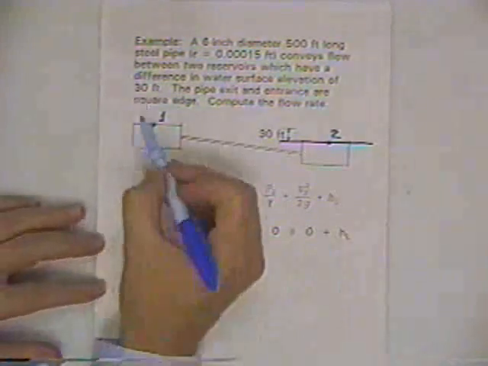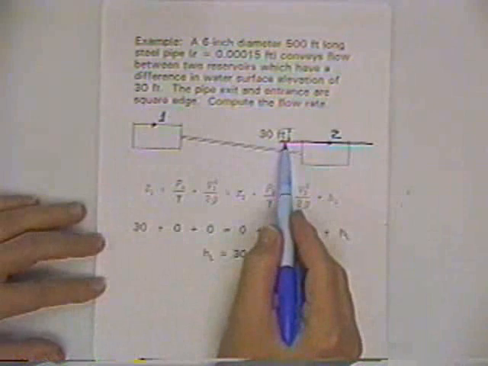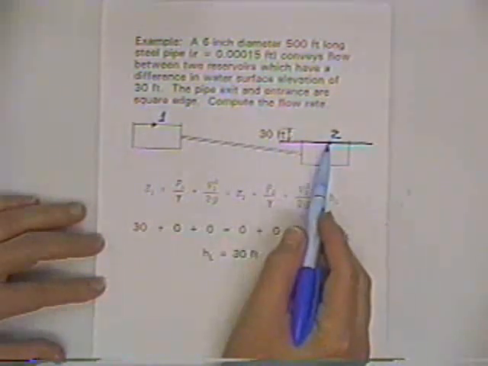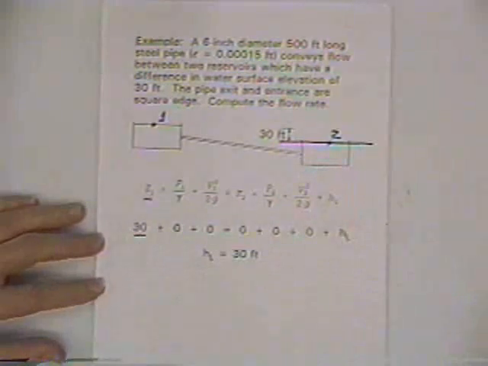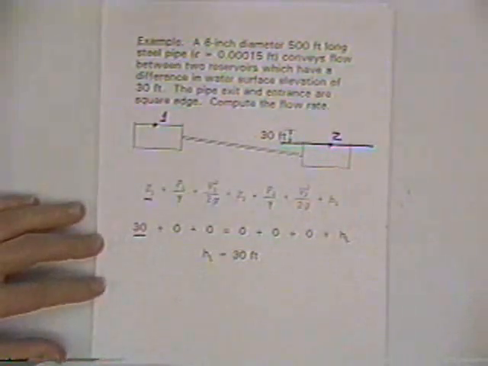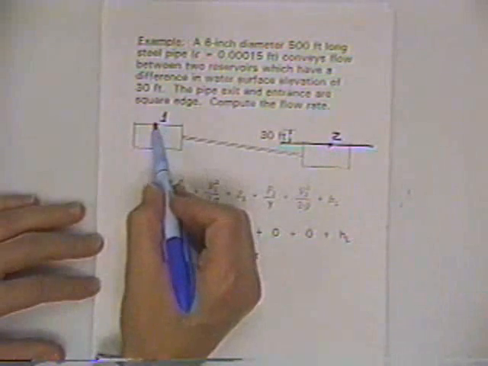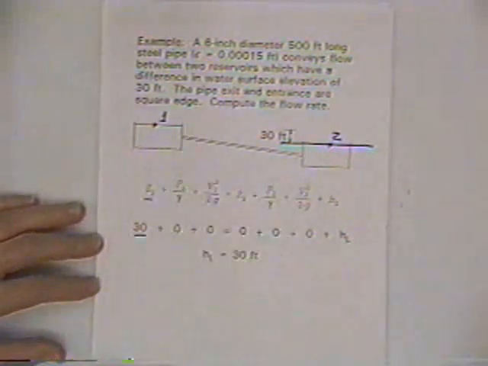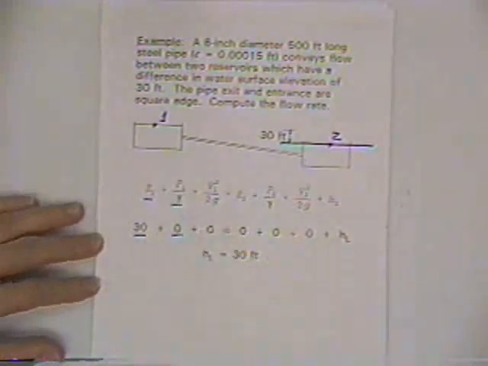At point 1, the elevation head, well, the problem statement says it's 30 feet above the water surface here, so we've got Z1 of 30 feet. Now, what about the pressure head? Well, the reason I didn't just arbitrarily pick a point, I picked it in the water surface on purpose, is because I know the pressure there. It's 0, because I choose to use gauge pressure, and that means atmospheric pressure is 0. And so that takes care of that term for me.